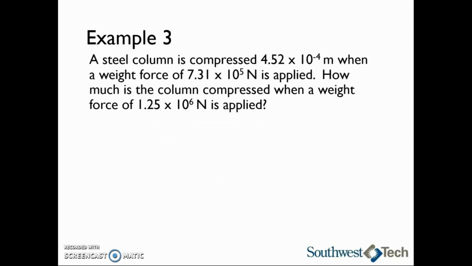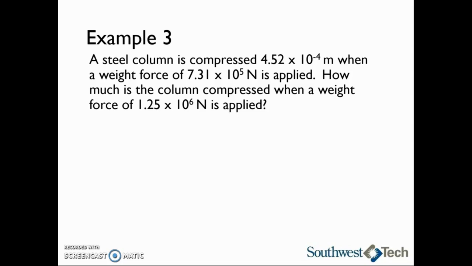Here's one more example of Hooke's law. A steel column is compressed 4.52 times 10 to the minus 4 meters when a weight force of 7.31 times 10 to the 5th newtons is applied. How much is the column compressed when a weight force of 1.25 times 10 to the 6th newtons is applied? This problem is very similar to the last one we looked at, but we are going to solve it a little differently to show you that there's more than one way to solve some of these problems.